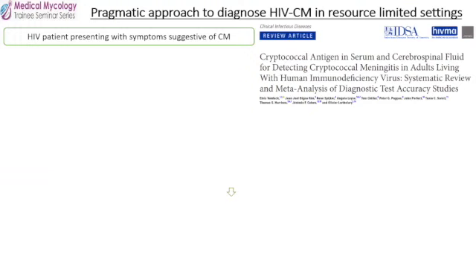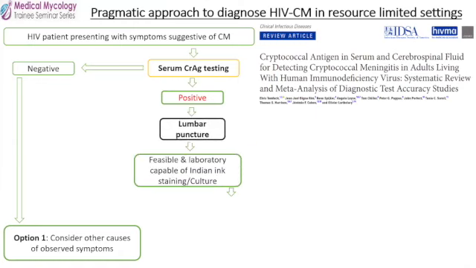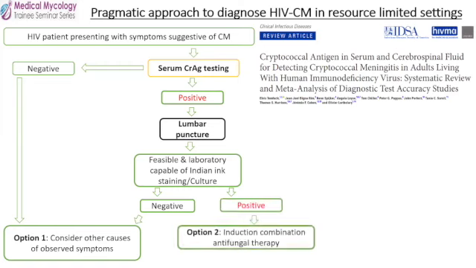So with this, we suggest as a pragmatic approach that any patient who presents to the hospital with symptoms which may be suggestive of cryptococcal meningitis, we start with a serum CrAg, and if it's negative, we can think about other causes of the observed symptoms. In case of positivity, if we're in a setting where we can do a lumbar puncture, we do it and then carry out laboratory analysis. If the test is negative, it brings us to the first option of considering other causes of the symptoms. But in case the test is positive, we can go ahead and induce combination antifungal therapy, which will permit us to institute the treatment as early as possible.